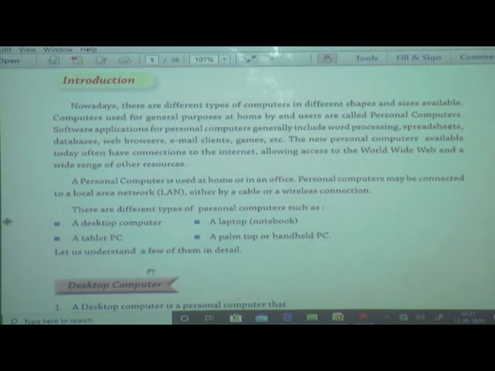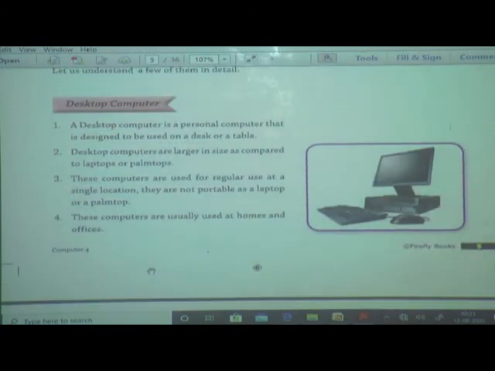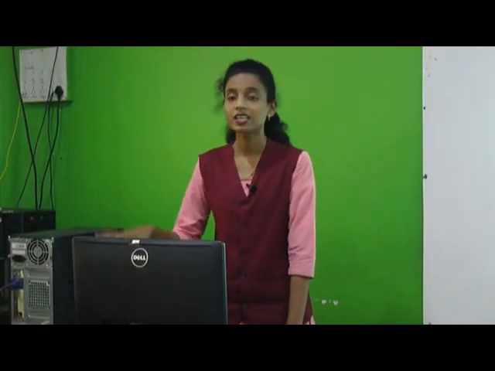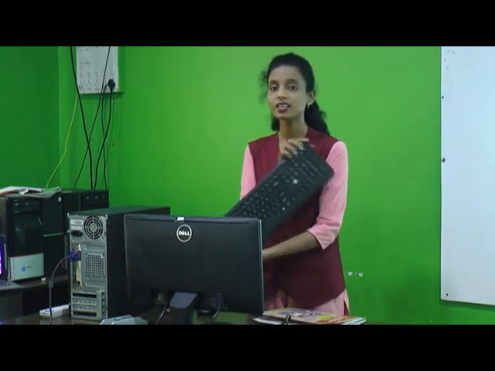Firstly, we will see the desktop computer. Firstly, we will see how it looks. It is a desktop computer. You are familiar with these parts. What is it? Good. It is a monitor. What is it? It is a CPU. This one is a keyboard.